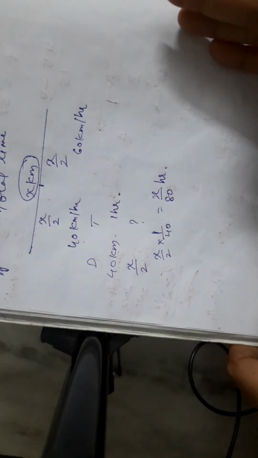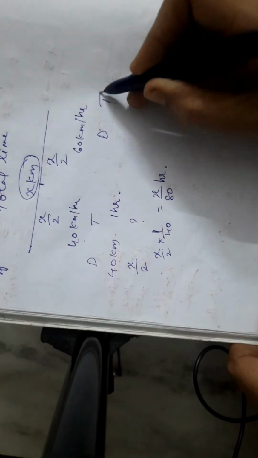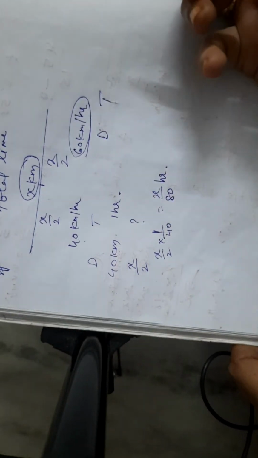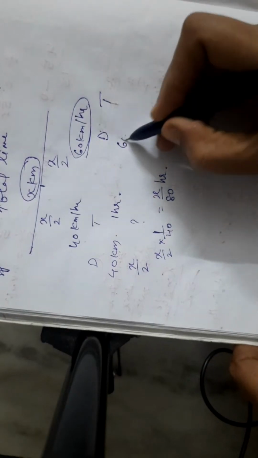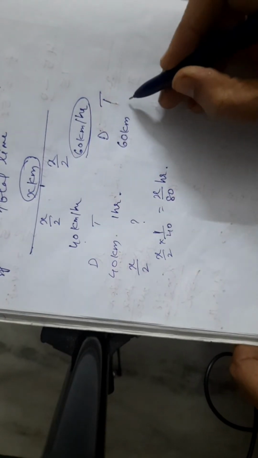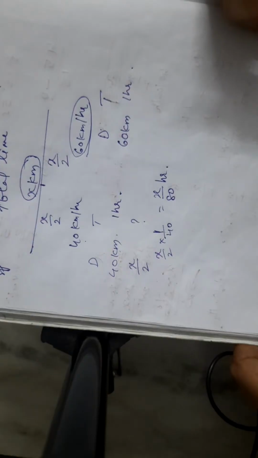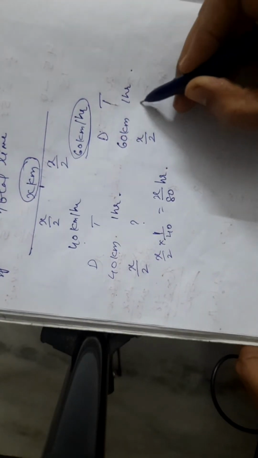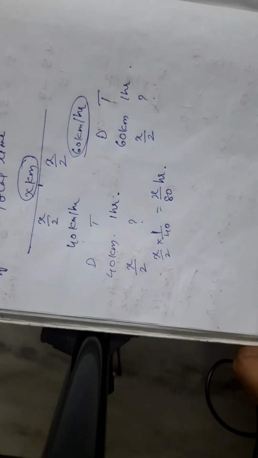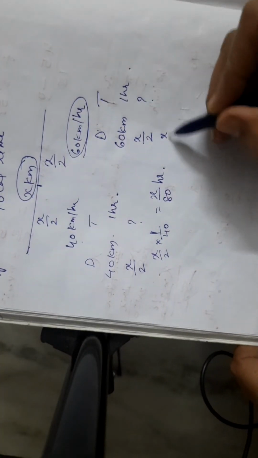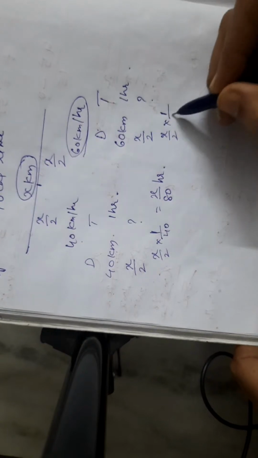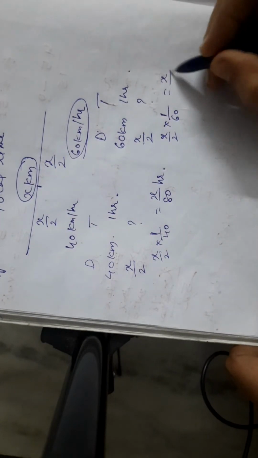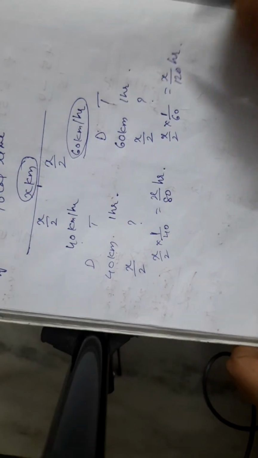Now let's find out the next half. Again distance and time. The second half it travels at 60 km per hour, so 60 km in 1 hour. Now the distance x by 2 is covered in how much time? Again we'll do cross multiplication: x by 2 multiplied by 1, divided by 60. Thus the answer is x upon 120 hours.